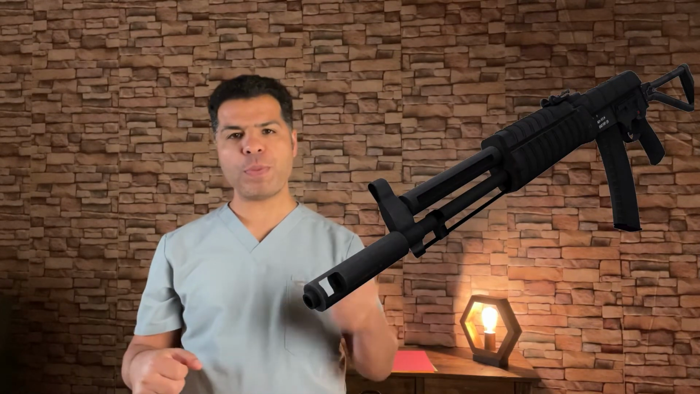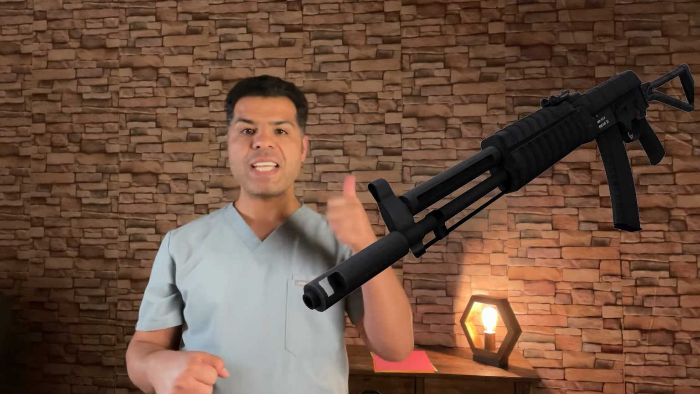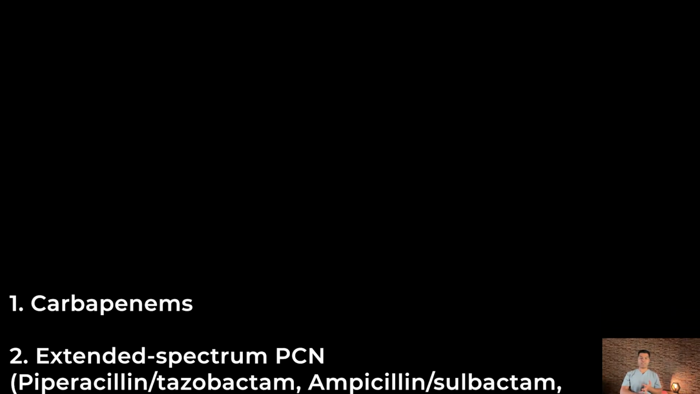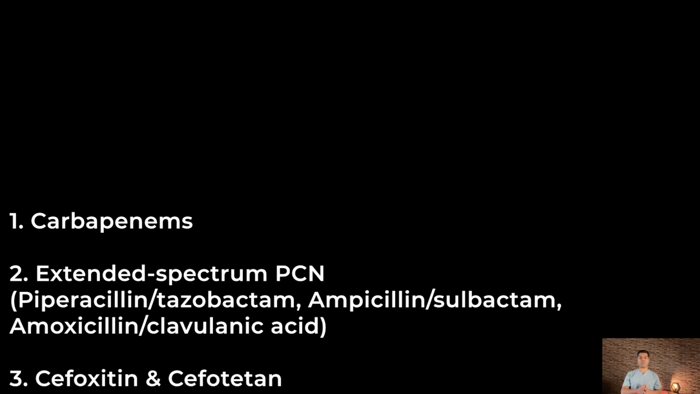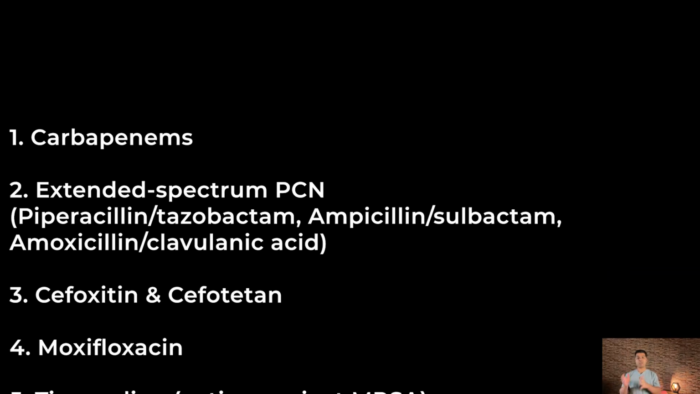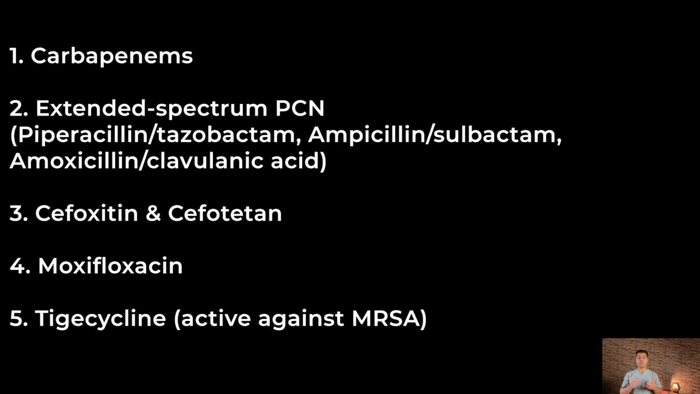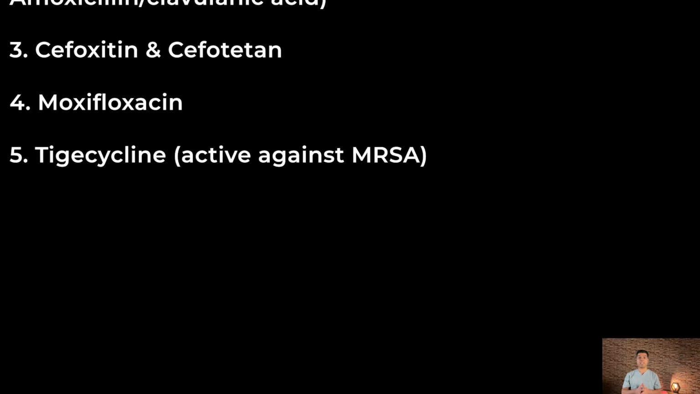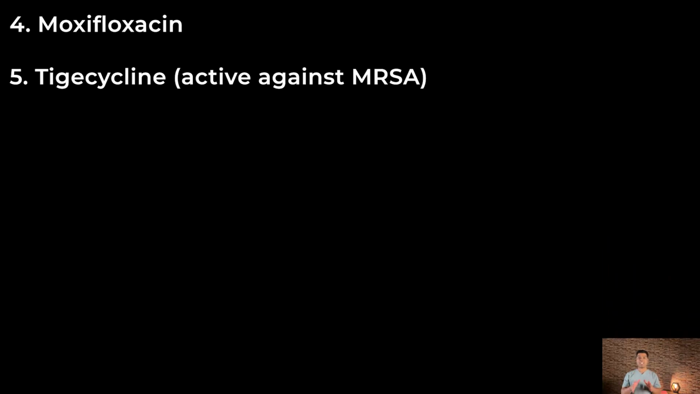Now I'm going to put penicillin G and V here, but remember their anti-gram-negative activity is really minimal. Let's move to the big gun antibiotics, the triple spectrum coverage antibiotics. They are active against gram-positive, gram-negative, and anaerobes. Let's start, of course, with the carbapenems family. Second, the extended spectrum penicillin family, which includes Zosyn, piperacillin/tazobactam, ampicillin/sulbactam, and amoxicillin/clavulanic acid, Augmentin, then cefoxitin and cefotetan from the cephalosporin family, moxifloxacin from the quinolones family, and tigecycline. Tigecycline is also the only one in this group that's active against MRSA.